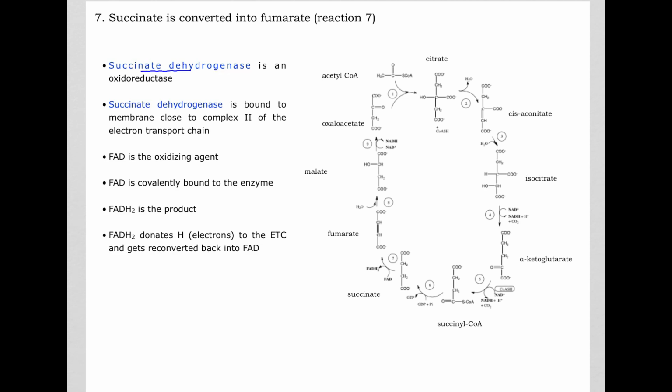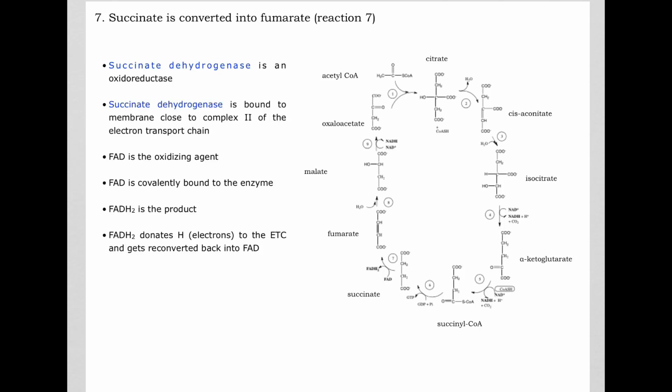Succinate dehydrogenase is the only enzyme of the Krebs cycle that is actually bound to the inner mitochondrial membrane. So this is actually a membrane-bound enzyme. The rest of the enzymes of the Krebs cycle are found in the matrix. So this is the only membrane-bound enzyme.